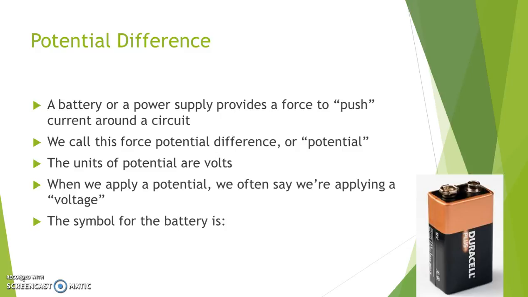So a symbol for DC voltage, DC potential, or for a battery is just this series of alternating small and large lines. And the longer of the two lines is considered to be the positive terminal of the battery, and the shorter of the two lines is considered to be the negative terminal.